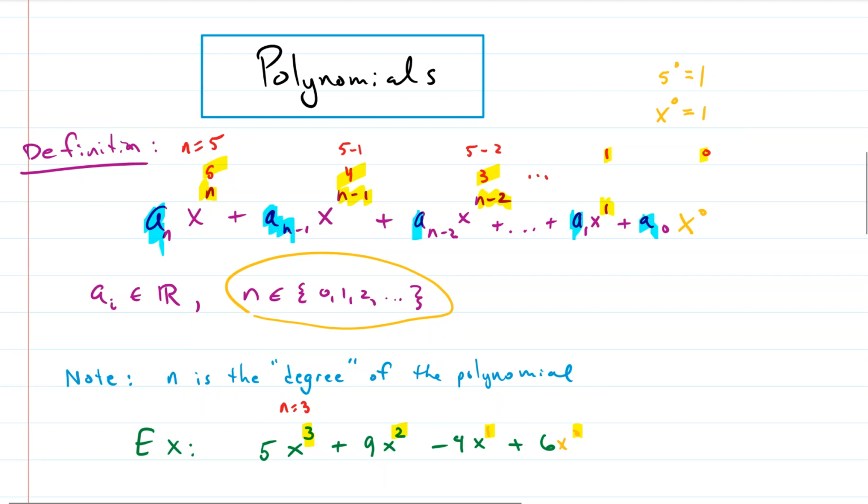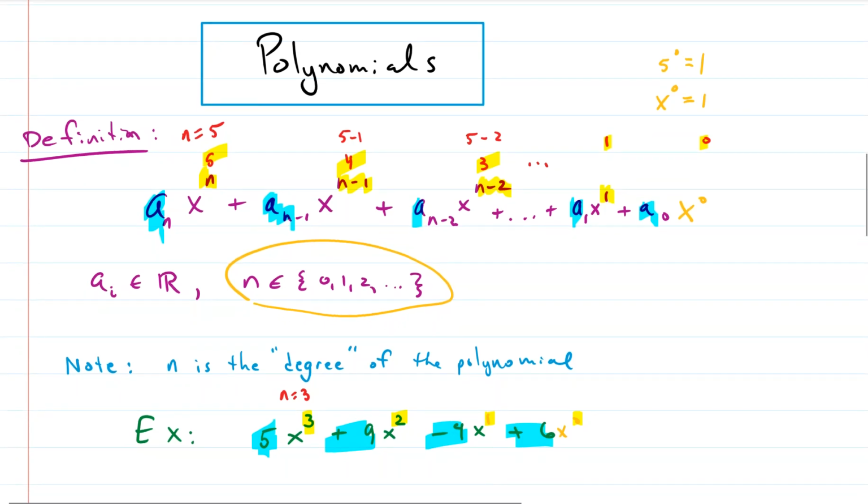They're just the numbers out front. Just like down the bottom, we have 5, -9, positive 9, we have -4, and +6. Here, if we needed to write these, let's write them in blue. This would be A3. This would be A2. So A3 equals 5. A2 equals 9. A1 equals -4. And A0 equals 6.